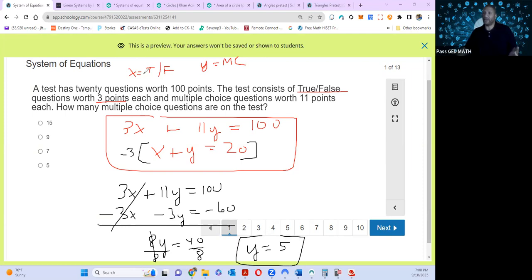So what did x stand for? x stood for the number of true/false. y stood for the number of multiple choice. Well, what are they asking? How many multiple choice questions are there on the test? So since y was set for multiple choice, we don't have to plug it back in to see what x is, because we can answer this question: 5, when we're done.